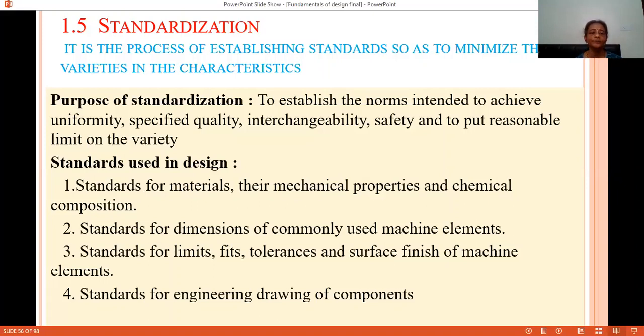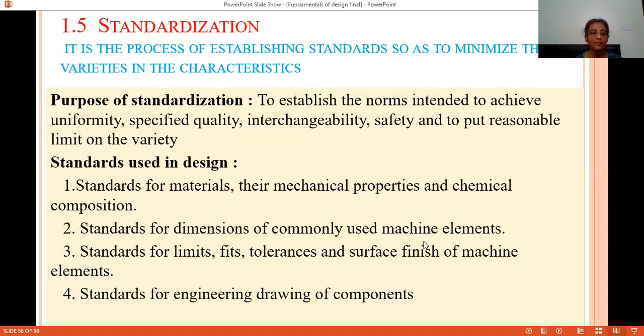Like you all must be knowing, there are other standards also which we will see after this slide. There are standards for dimensions commonly used in machine elements. Standard for dimensions means there is a method of unilateral or unidirectional dimensions. Radial dimensions are also there. There is a specific technique for dimensioning in the drawing which is used for the commonly used machine parts.